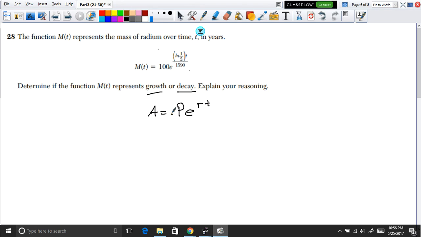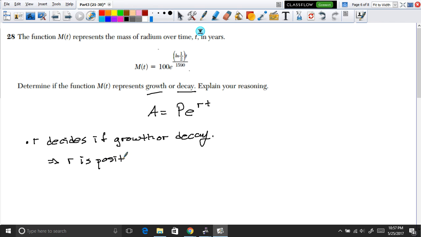This is just the general case. Now, r is what's going to tell you if we have growth or decay. Let's just put it in simple form. r decides if we are going to have growth or decay. If r is positive, then we're going to have growth. If r is negative, then decay.